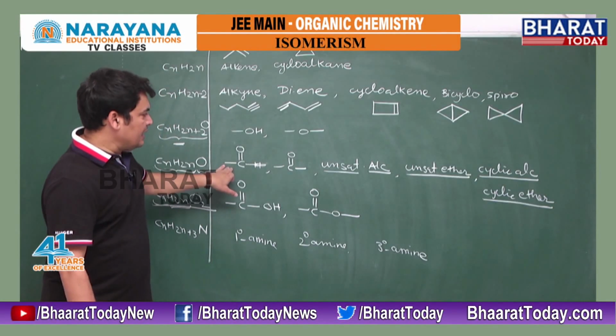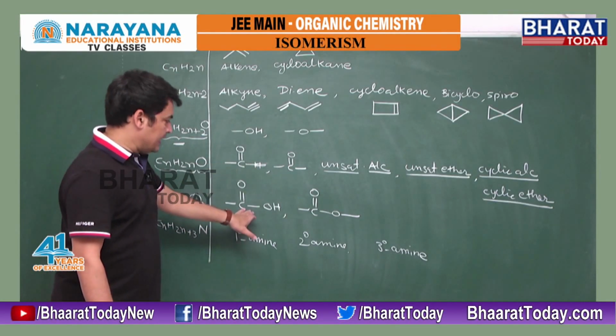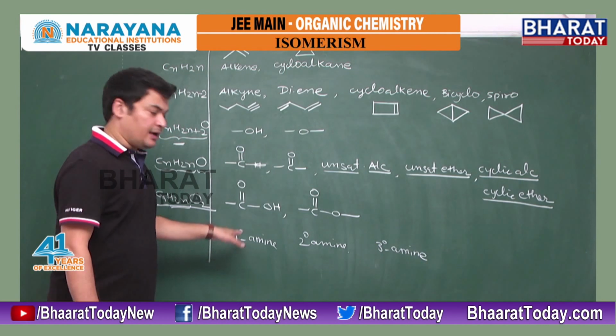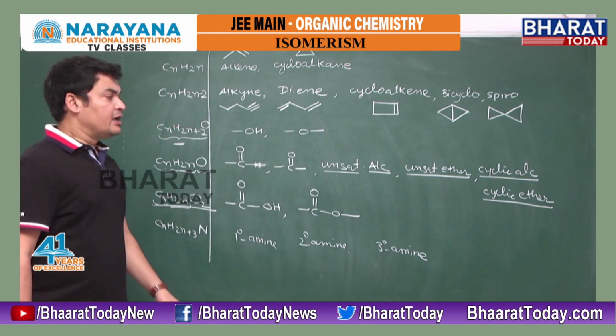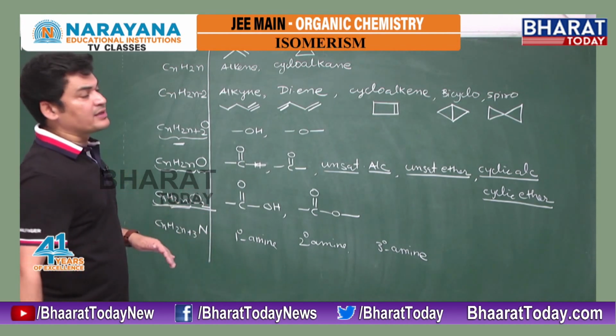Ether will be the functional isomer of alcohol, aldehyde's functional isomer will be ketone, acid's functional isomer will be ester, and 1 degree, 2 degree, 3 degree amines, they all are functional isomers of each other. That chart is showing this thing, right?